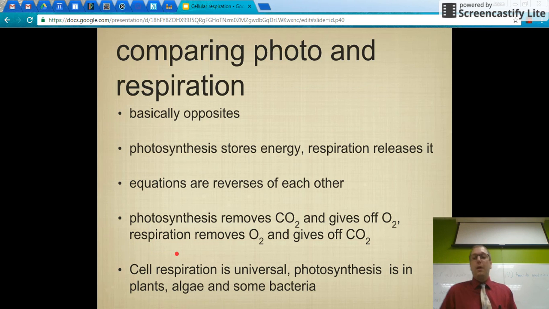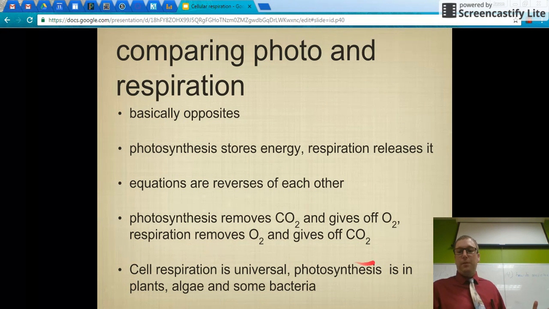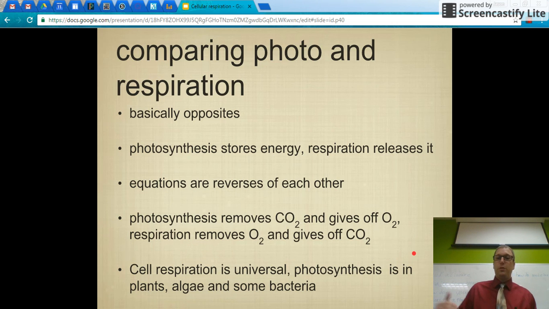Okay. I'll leave this slide up there to compare them. I'm running out of time. We've got about 30 seconds, but basically they're exact opposites. Okay? Reactions are reverses of each other. What one produces, the other gives off. What cellular respiration produces, photosynthesis gives off. Okay?